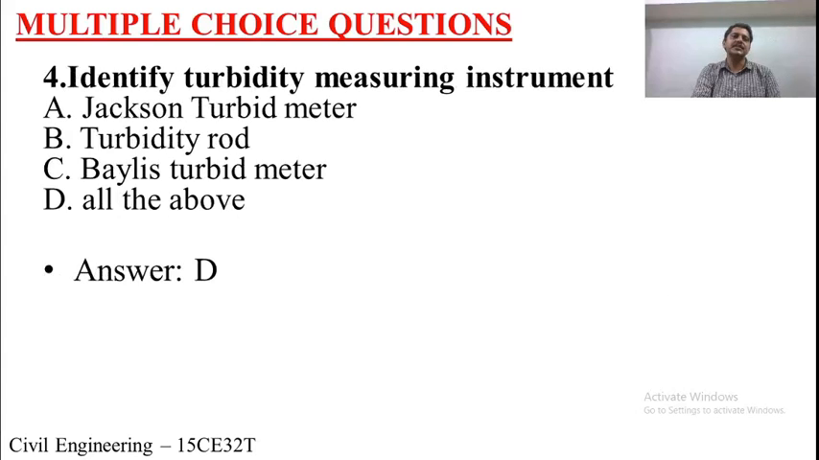So we move on to the next question. Identify turbidity measuring instruments. Jackson turbid meter, turbidity rod, Bailey's turbid meter, all the above. As we know, the answer is D. That is, all these are used to measure the turbidity of the water. That is, Jackson turbidity meter, turbidity rod, and Bailey's turbid meter are used to measure the turbidity.